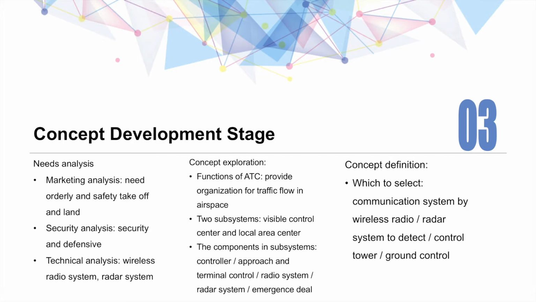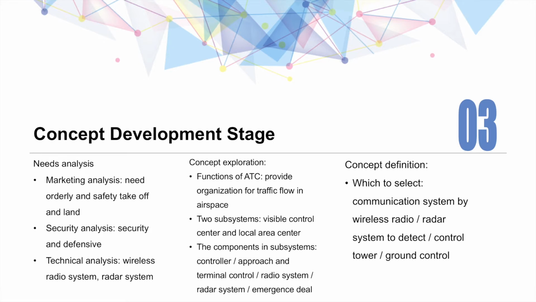The traffic control tower is also important as it provides the working environment. Building a tower costs a lot, thus the location of the tower and the height of the tower should be considered carefully. Approach and terminal control are necessary as they ensure the safe and successful taking off and landing of aircraft.